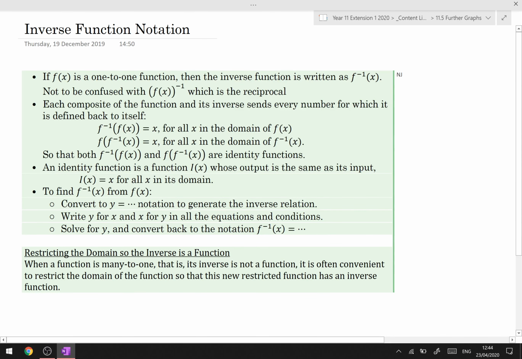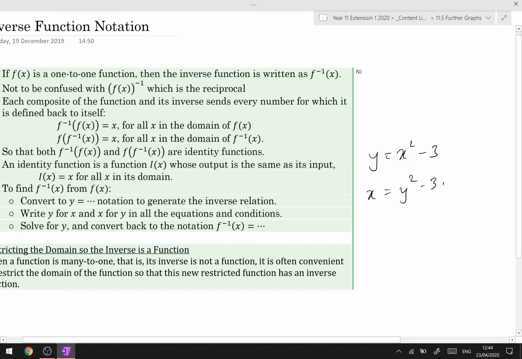Once you do that, you then write y for x and x for y in all equations and conditions. So if your function becomes y is equal to x squared minus 3, then you rewrite all of the x's as y's and all the y's as x's. So x would become y squared minus 3. The idea is that you're replacing all the x's with the y's and all the y's with the x's.